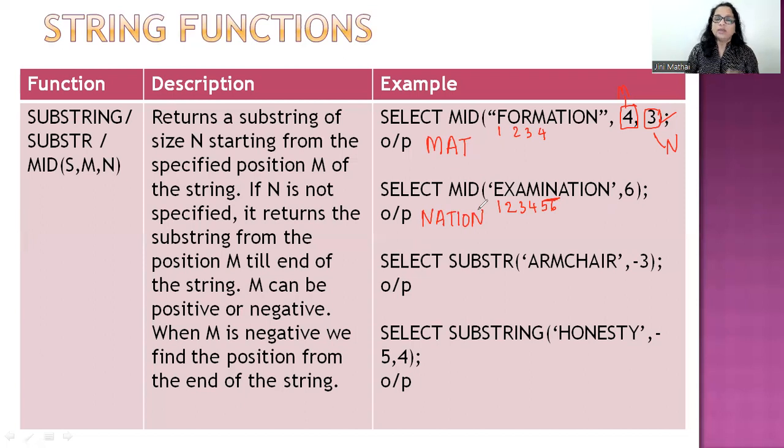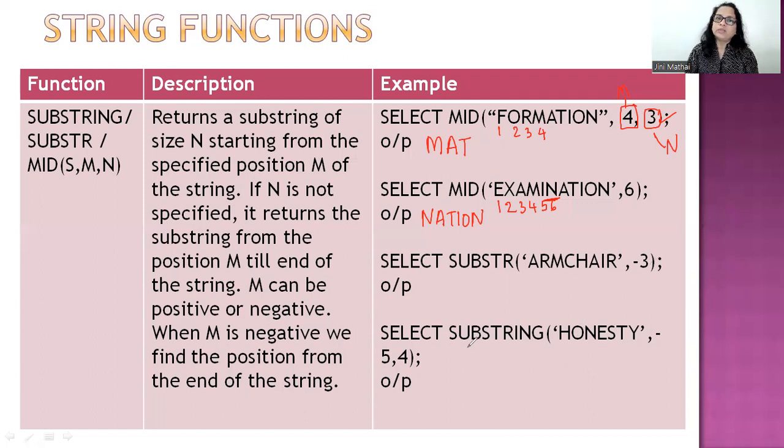Clear? Another example is, I said you can omit N, but M can be positive or negative. That means position calculation can be from the left side or from the beginning if M is positive. Position calculation can also be from the right side if M is negative, as shown here.